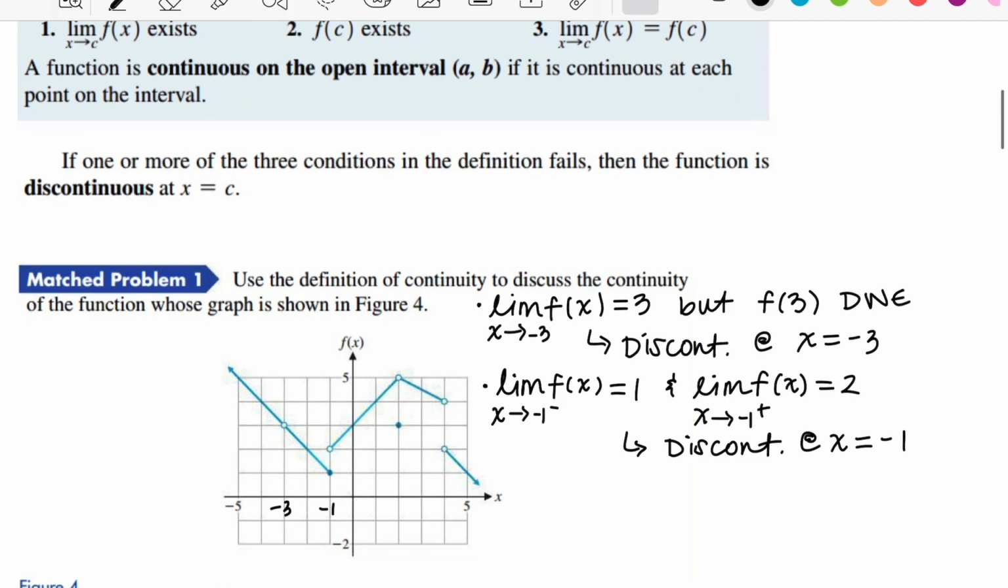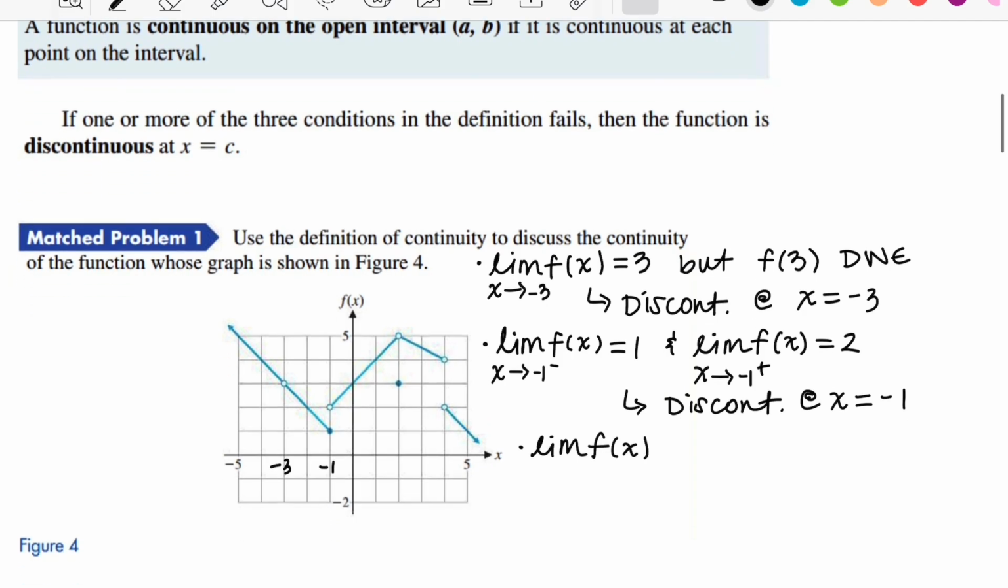All right, let's look at the next one. We want to look at the limit of our function. This is 2, as x approaches 2. And we can see easily that if we approach 2 from the left and from the right, we're getting closer and closer to 5. So our two-sided limit of our function as x approaches 2 is 5. And so our limit does exist.